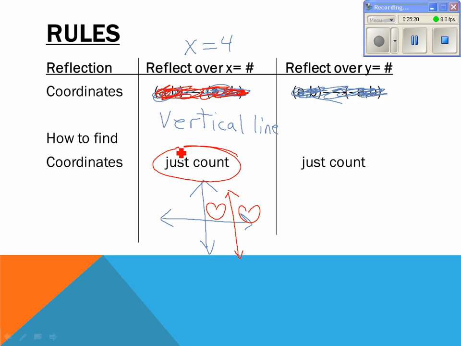Same thing for y equals something, except y equals something, what kind of line is that? Horizontal line, good. It's a horizontal line. And again, just count. Now the bad thing with these two is, if they just give you the coordinates, then what do you have to do first before you can just count? You have to graph it. So on these two, you have to graph it, then count to see where the image is going to be.